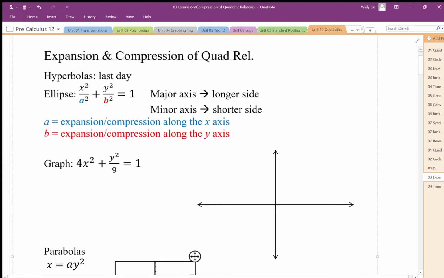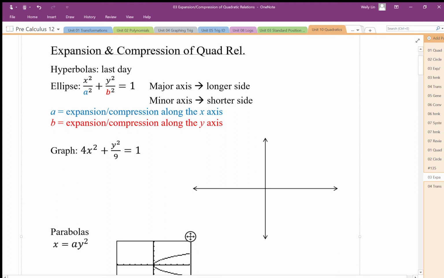So we're going to look at expanding and compressing the quadratic relations. Okay, so we're going to start with the ellipse, and essentially we're going to take a circle and compress along the x-axis and compress or expand along the y-axis.